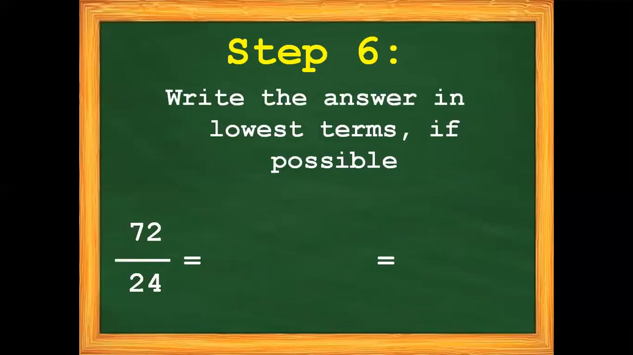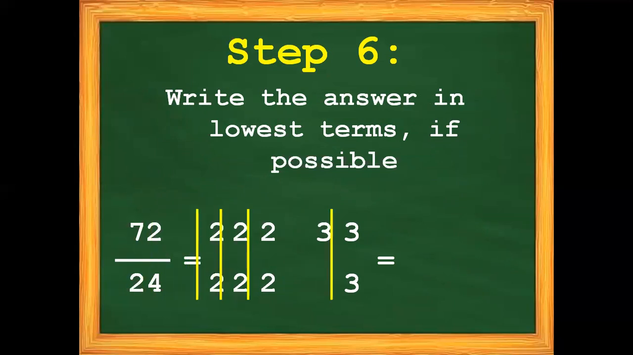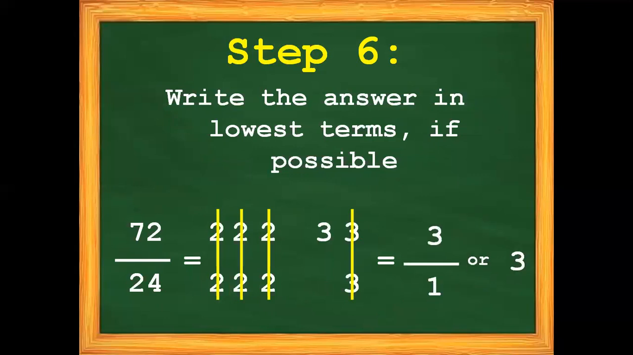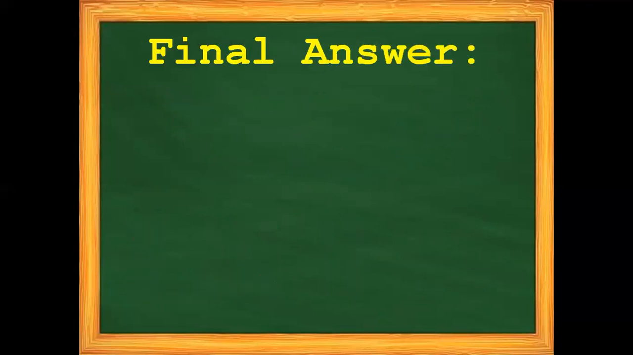Step number 6. Write the answer in lowest term if possible. What are the prime factors of 72? We have 2 times 2 times 2 times 3 times 3. How about 24? We have 2 times 2 times 2 times 3. So let's cancel their greatest common factor. And so the answer is 3 over 1, or 3. So the final answer for example number 2 is 3.